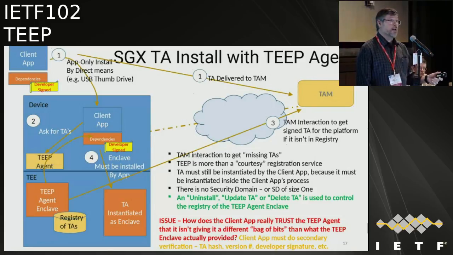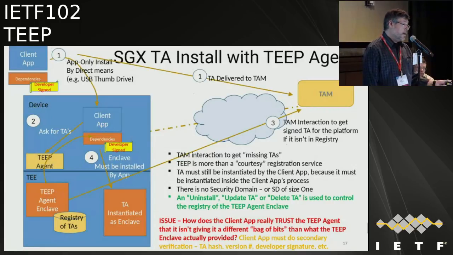Do some sort of secondary verification. Is this really the TA that I wanted? Check the hash, check the developer signature on it, check the version number and things like that.